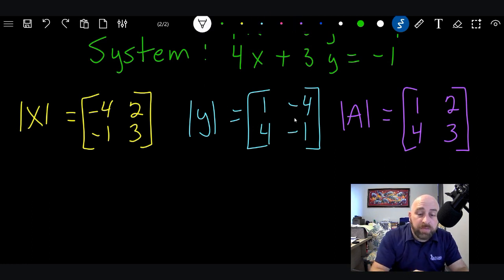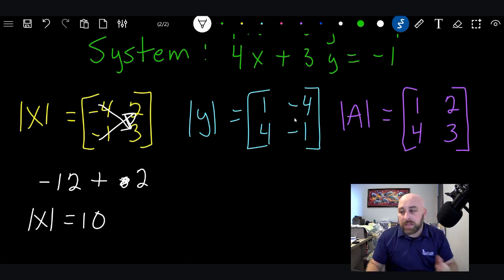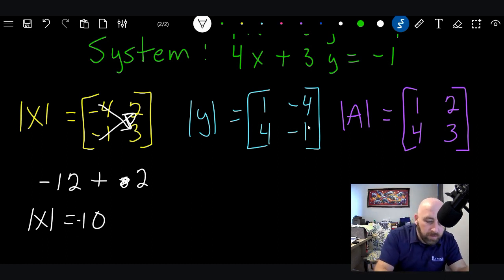Well, let's talk about how we find the determinant. We go this way and multiply. -4 times 3 is -12, minus, and then we go this way, -2. Minus minus is going to actually give us plus. So if I have 12 plus 2, then I have 10. So my x determinant equals 10. Actually, -10. Sorry about that. That should be a -10. Let me erase that. -10. There we go. That's better.